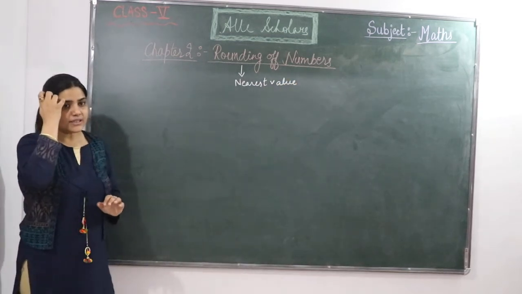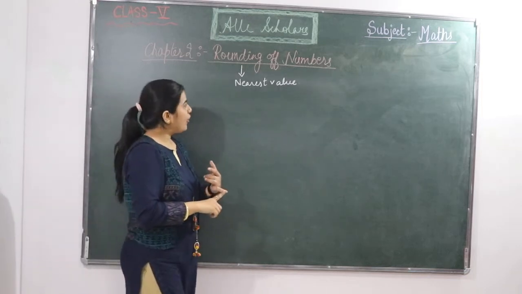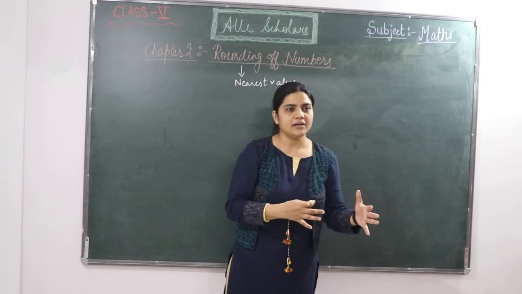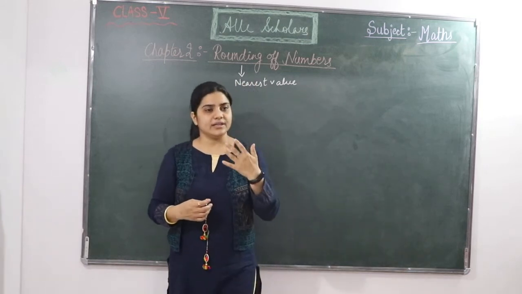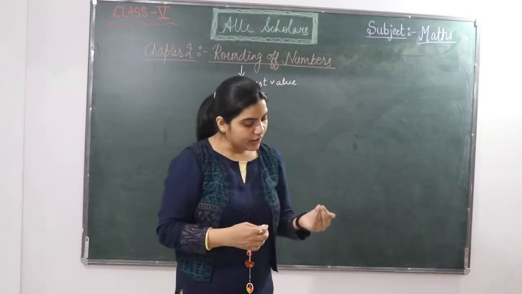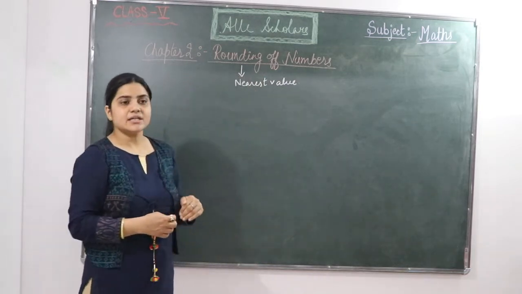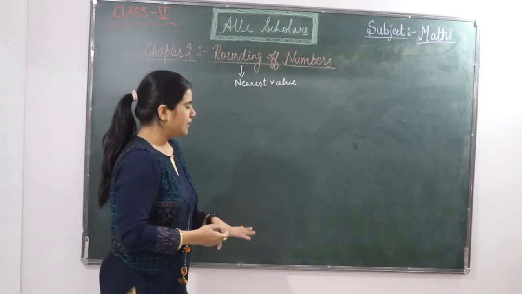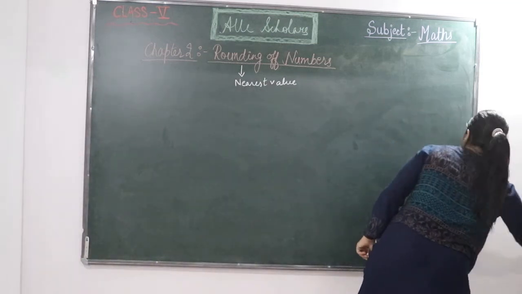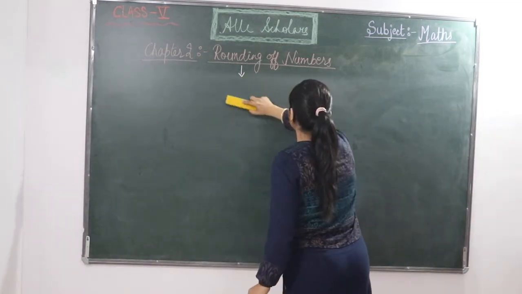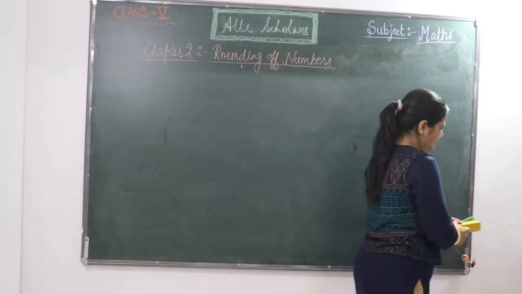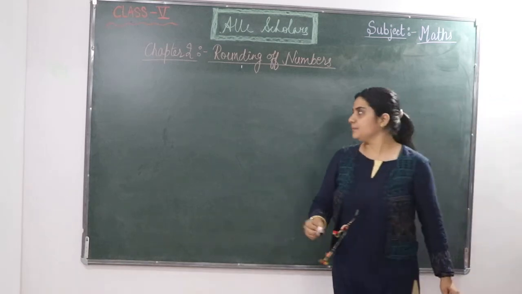Fine, whatever is near. So rounding off can be rounding off to the nearest 10, rounding off to the nearest 100, or rounding off the number to the nearest 1000. So one by one we will see all of them. First let's see rounding off a number to the nearest 10.